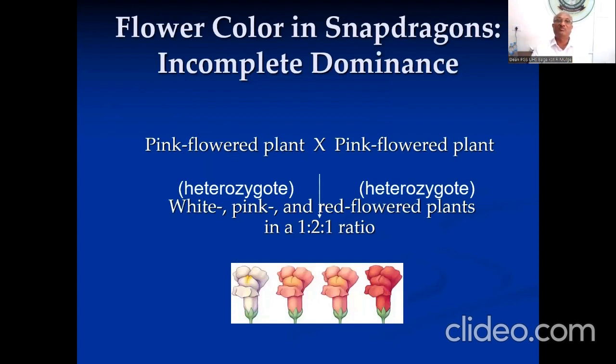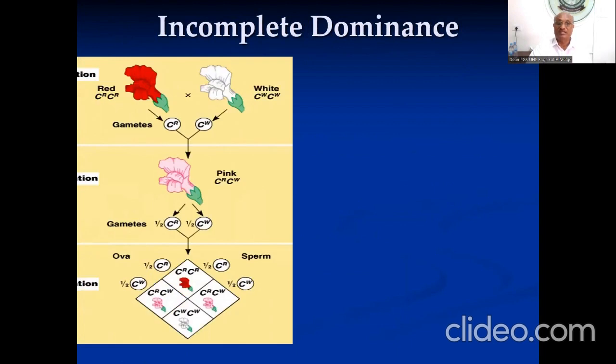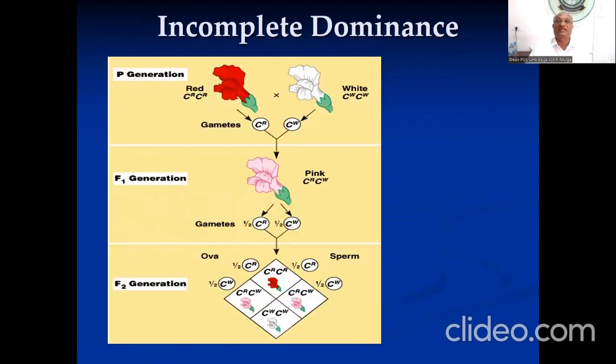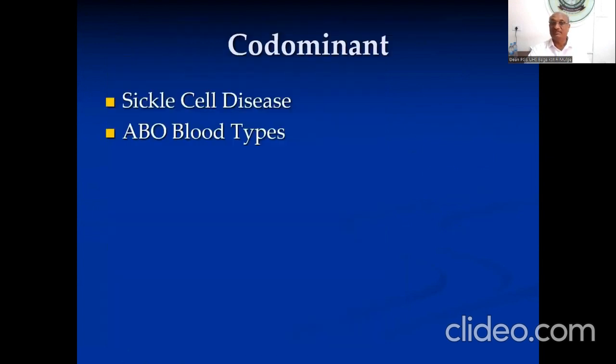Flower color shows incomplete dominance: a pink flowered plant crossed with a pink flowered plant, the same thing. The ratio is explained here. The F2 ratio is 1:2:1. One is white, homozygous recessive. One is red, homozygous dominant. These two are heterozygous, resulting in pink. So that's an example of incomplete dominance, given here. Neither allele is dominant over the other. The combination of red and white flowers is very well explained. Codominant is one more; sickle cell is an example.